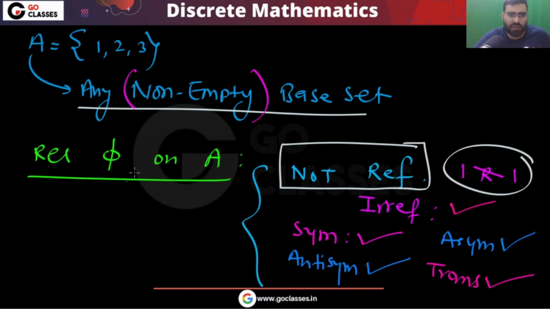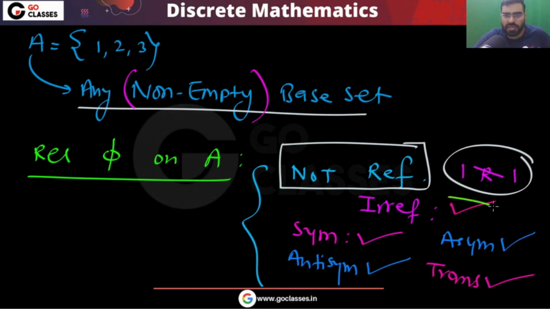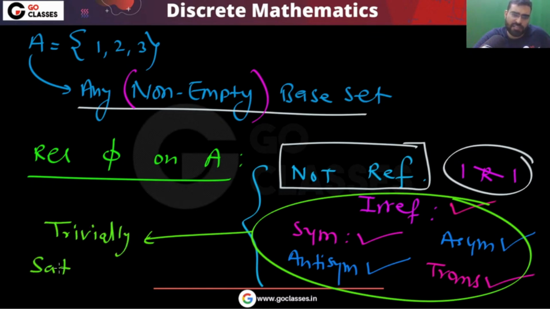So if you define an empty relation on a non-empty base set, then the reflexive property will be violated because 1 is not related to 1. The remaining properties have no violations. So you can notice all these remaining properties are basically trivially satisfied, because there is no violation. Because of no violation, these properties are trivially satisfied.